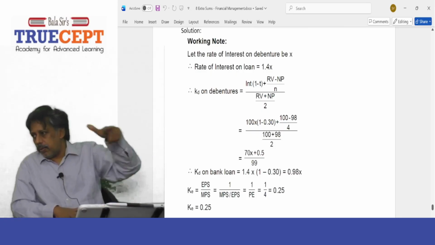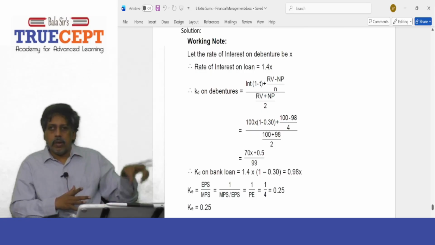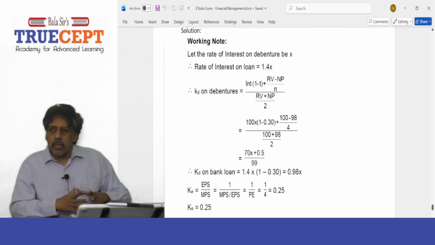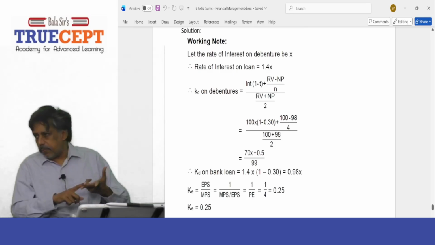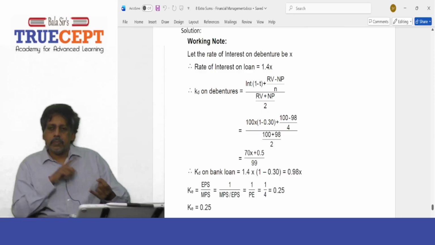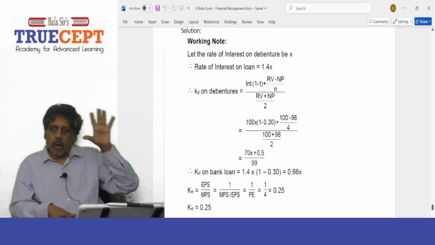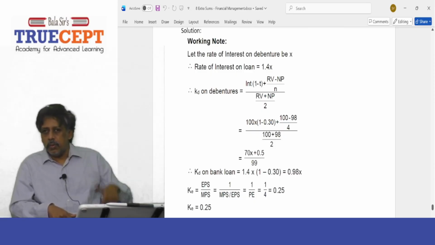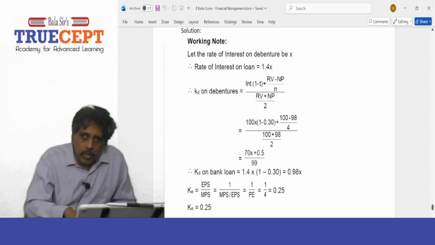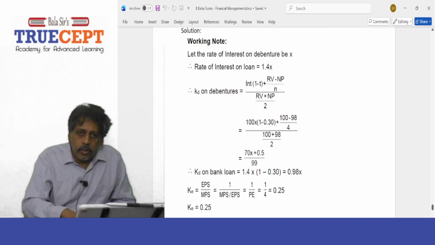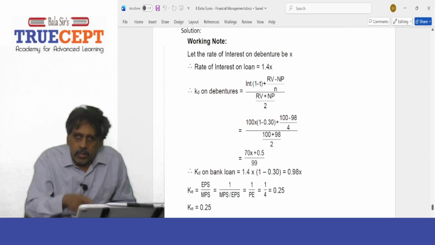Sir, what about term loan? Should I use the same formula, interest into (1 minus T) plus RV, because redeemable? It doesn't matter because the RV and NP will be the same. You get it? Yes, sir. Because there is no issue at discount, nothing. So it's going to be 100 minus 100 by 6 years divided by denominator again 100 plus 100 by 2. It's going to be 100, right? So what you can do straight away, you can use that shortcut formula. What is that? For a term loan only, what is the cost of term loan? Rate of interest into 1 minus t.